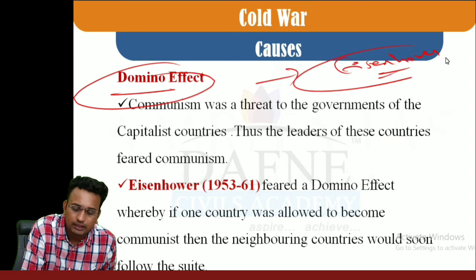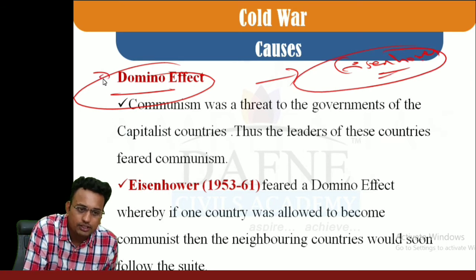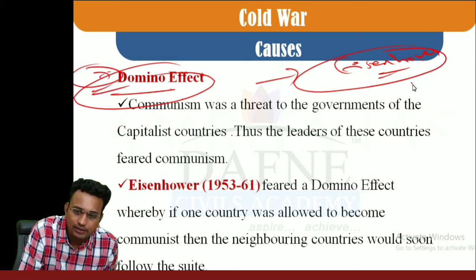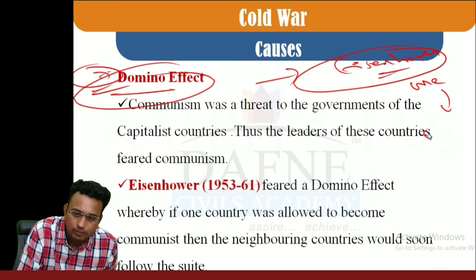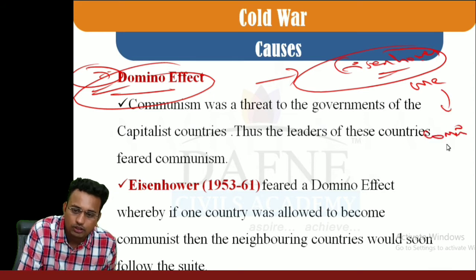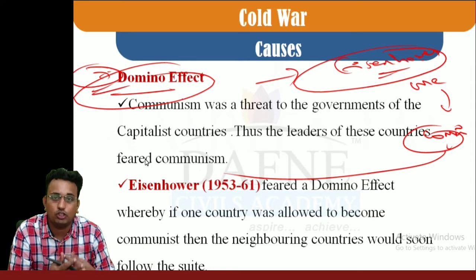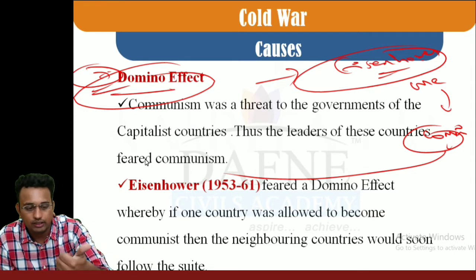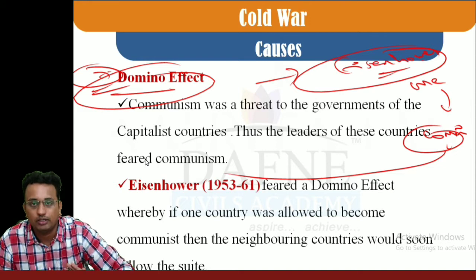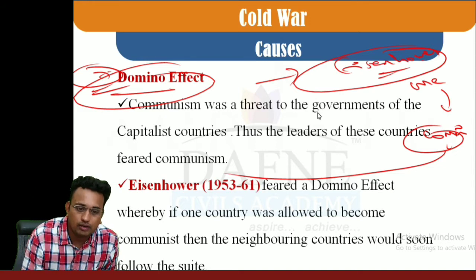Okay, the US president, he feared, you can say the seventh reason, that if one country got affected by communism, the domino effect, the other countries would automatically fall. One country getting affected, automatically all the other countries would fall into the line of communism. That's what the figure of Eisenhower feared.